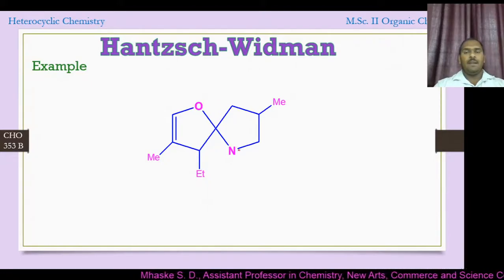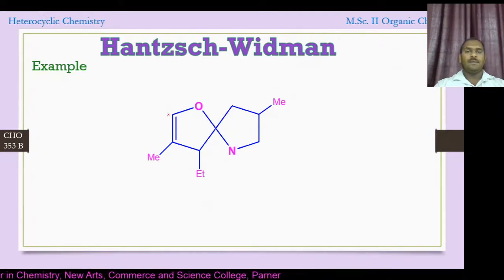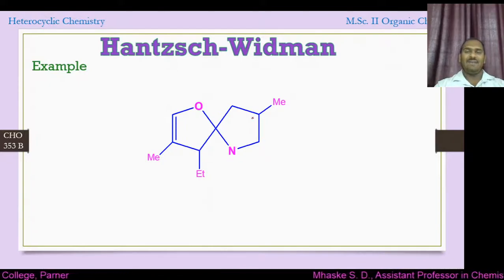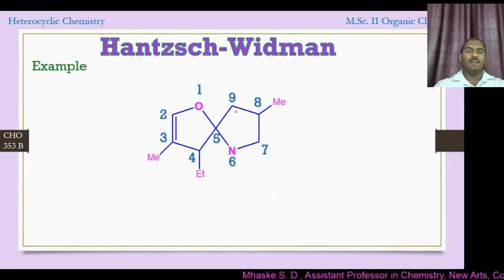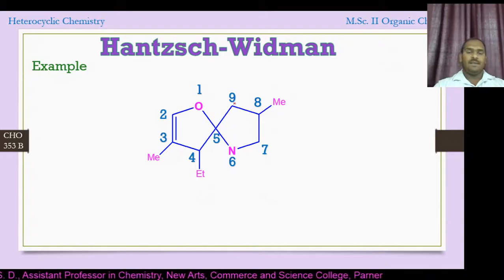Here, oxygen and nitrogen, which has the highest priority? Oxygen has the highest priority. So oxygen will have the first number. So first will appear here, second here, third, four, five. Now six to the nitrogen, seven to this, eight to this, and nine to this. So numbering will be like this. Okay, one to the oxygen, two to the carbon, three to this, four to this, five to this, six, seven, eight, and nine. Up till now in the examples we have not seen a substituent, but here for understanding the rules, I have put in substituents.